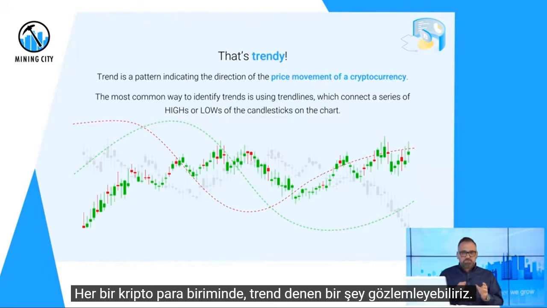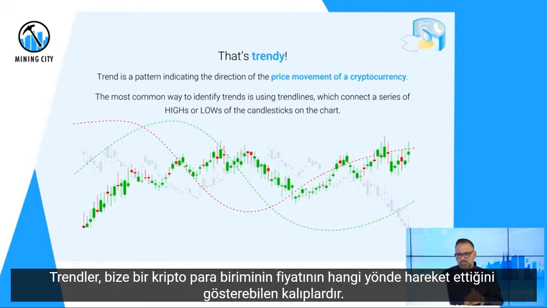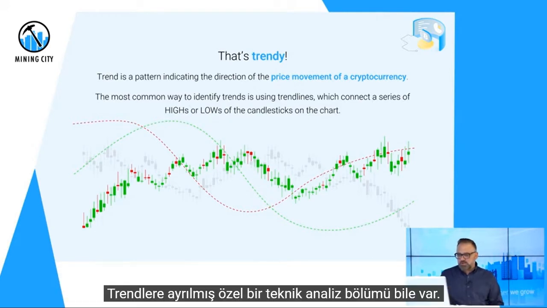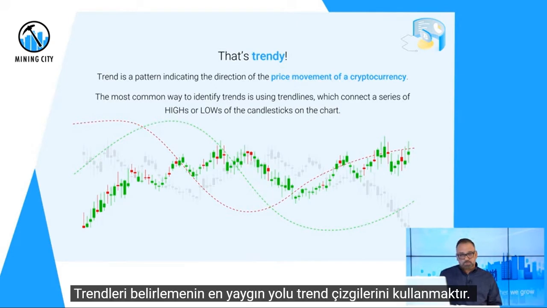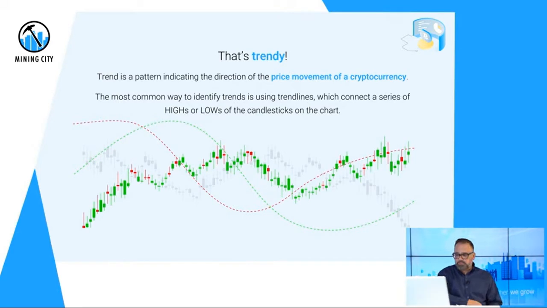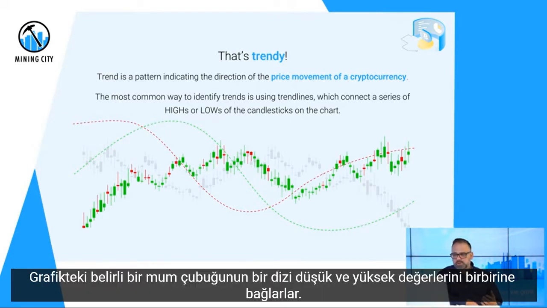With each cryptocurrency, we can observe something called a trend. Now, trends are patterns that can show us which way the price of a cryptocurrency is moving right now. There's even a special section of technical analysis dedicated solely to trends. It explains different trends and helps traders understand what is happening with the price. The most common way to identify trends is by using trend lines. They connect a series of lows and highs in a particular candlestick on the chart.